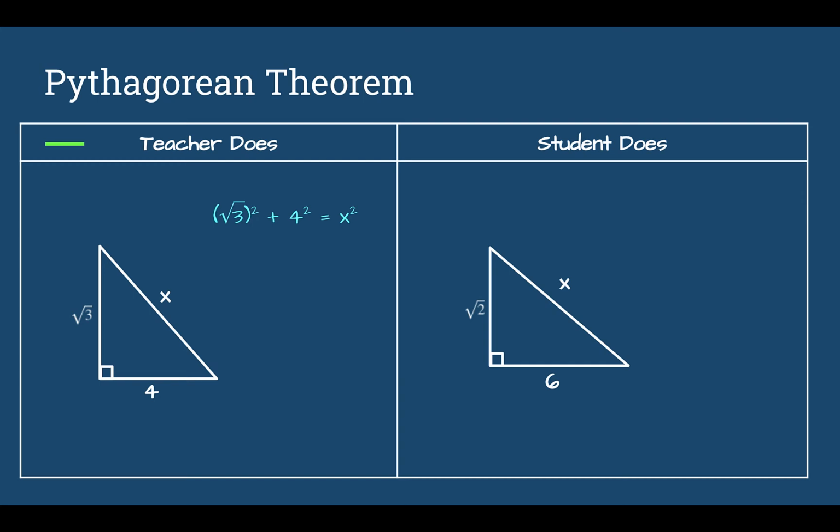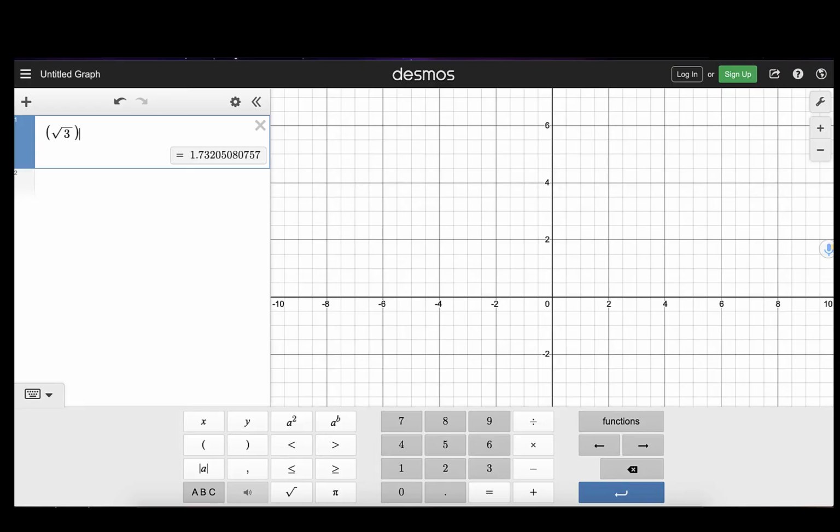So for this one, let's use Desmos as our calculator and see how you can easily keep track of what you're doing using it. In Desmos, I'm going to type in my two things in parentheses just so I can keep track of them. So I had the square root of 3 squared plus 4 squared. If you notice, when I type it in, it automatically tells me what the answer is. So I know that the area of that longest side is 19.